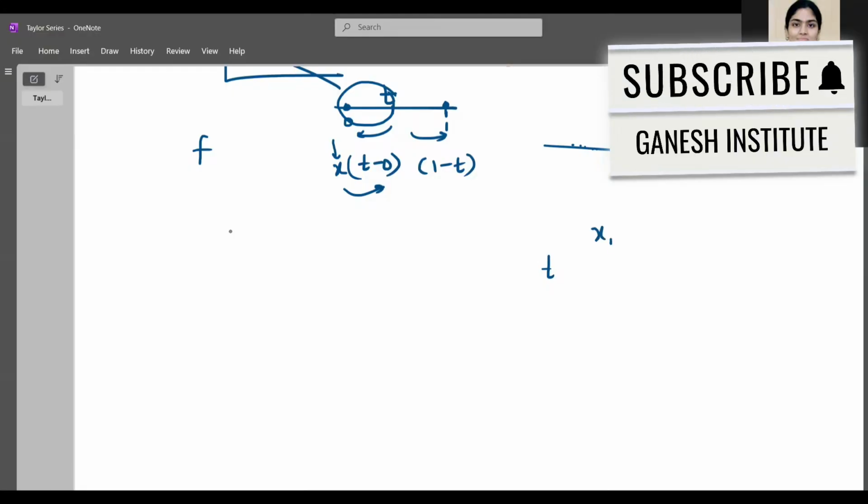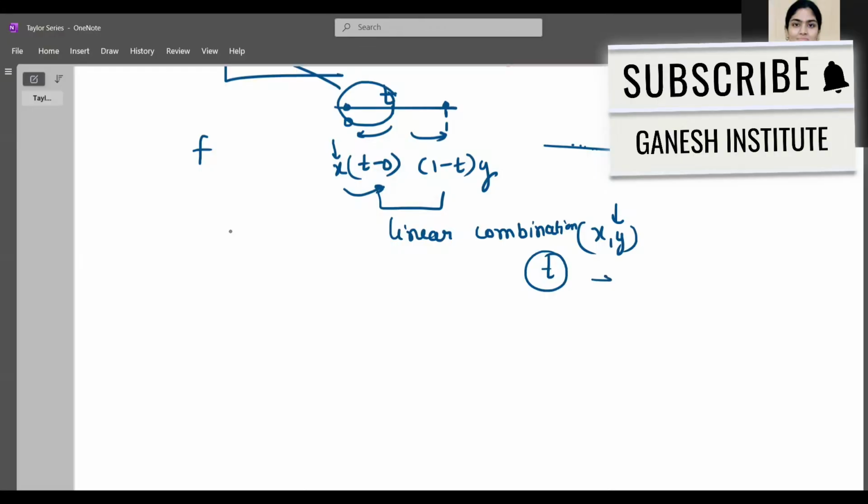So that means if I'm considering any interval, like any value of x and y, there will be those many intervals for x, and the value for y will be multiplied by 1 minus t. This is the linear combination. You can say linear combination for various values of x and y under the span t, that is from 0 to 1. Is it fine?